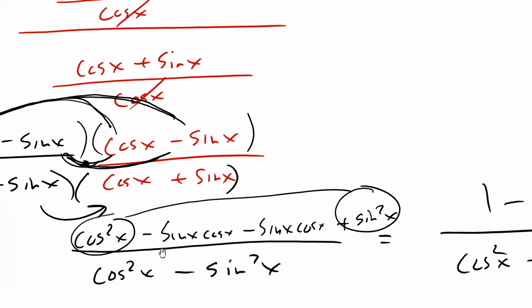Wait, so cosine squared x plus sine squared x, you're turning into 1.